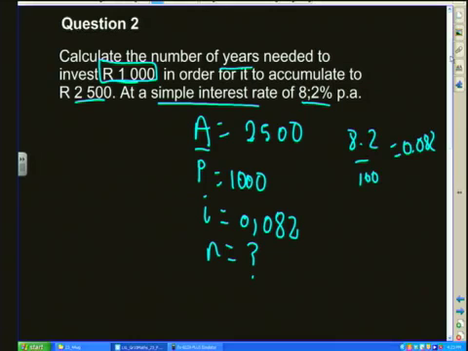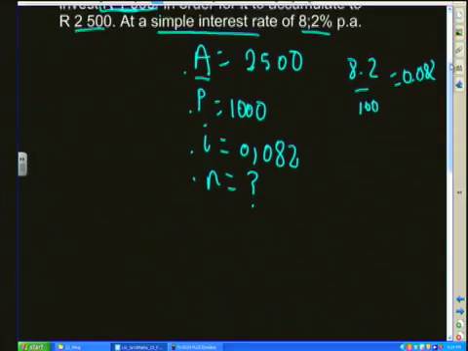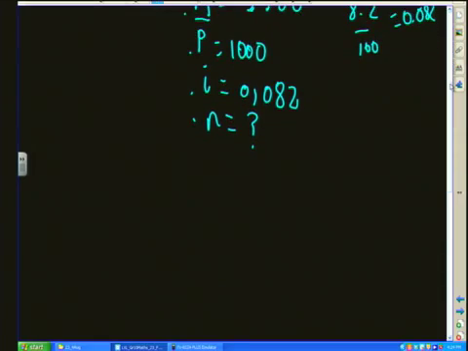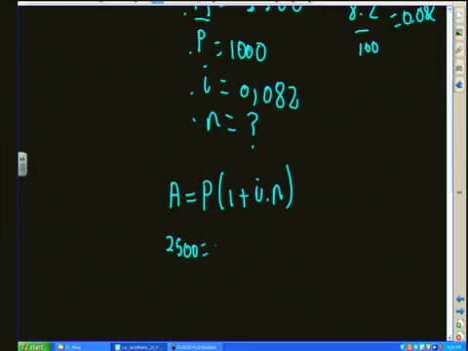Okay, so therefore, once we've written all of the information down that we have and what we're looking for, it's just a straightforward application of the formula. Once again, we're working with simple interest, so we're using A is equal to P times 1 plus i times n. All right? We know that the final amount is 2,500. The initial amount is 1,000. And the interest rate is 0.082. So we were looking for n.